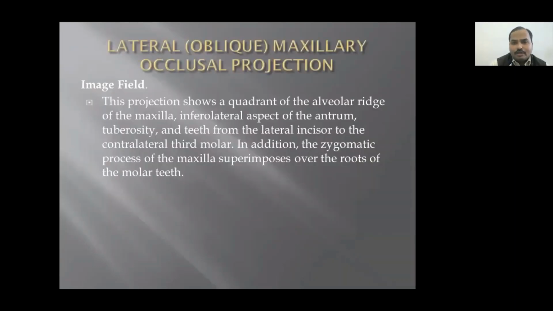Then the lateral or oblique maxillary occlusal projection. In this case, the projection will show a quadrant of the alveolar ridge of the maxilla, inferolateral aspect of the antrum, tuberosity, and teeth from the lateral incisor to the contralateral third molar. In addition to this, the zygomatic process of maxilla may superimpose over the roots of the molar teeth, as in IOPA.